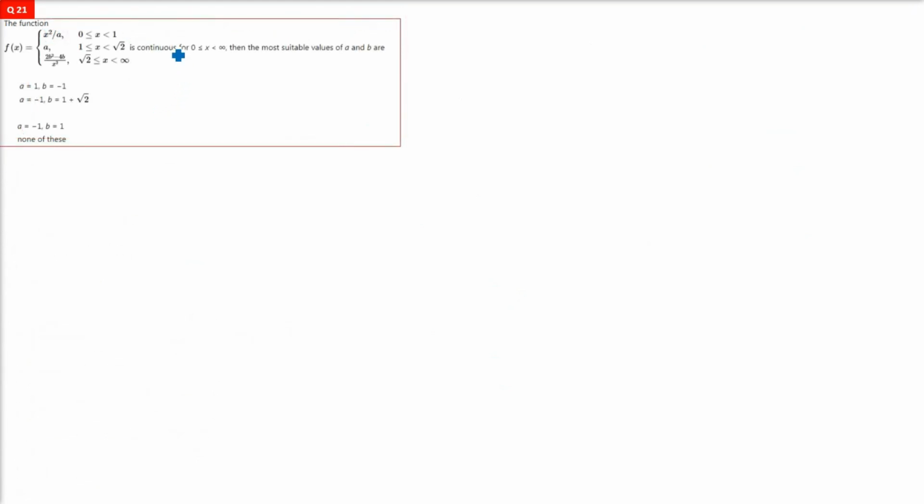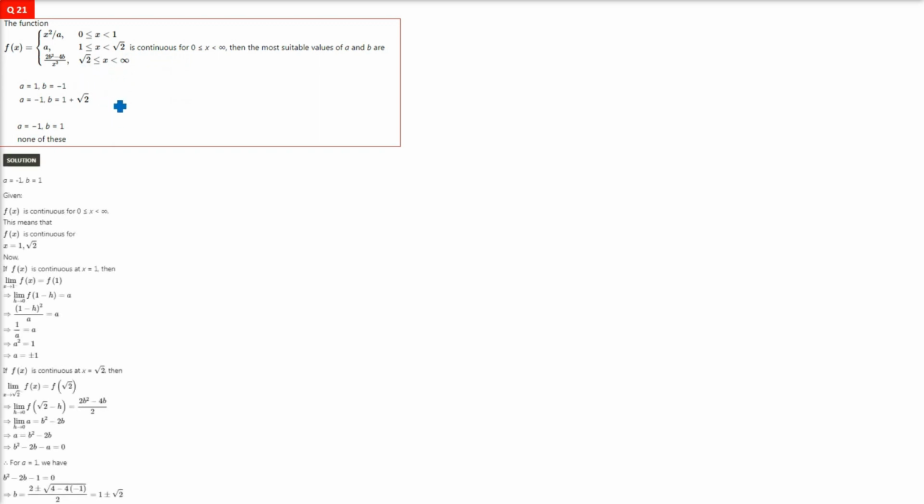Now this is a question where we have 1 and root 2 to see. Let us see, because the function is changing at 1 and root 2. The values are given from 0 to 1, 1 to root 2, and root 2 to infinity. So this is 1, this is root 2. Root 2 is basically 1.414. Here it is 0 and here it is infinity. From 0 to infinity, we have 1 and root 2 in between. And the whole function is continuous for x belonging to 0 to infinity.